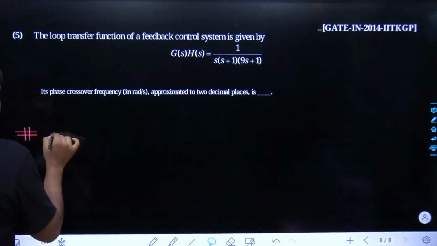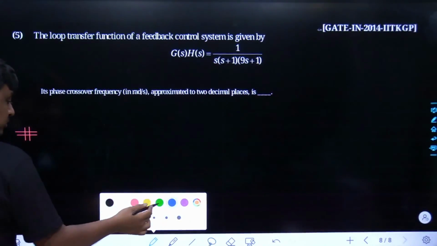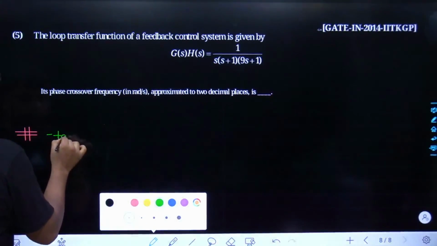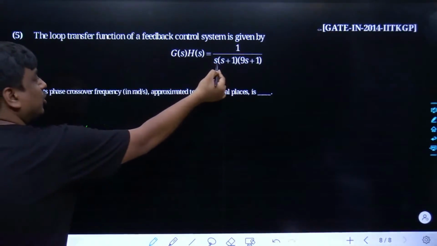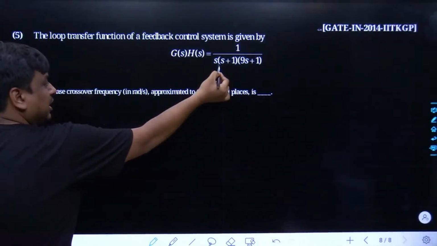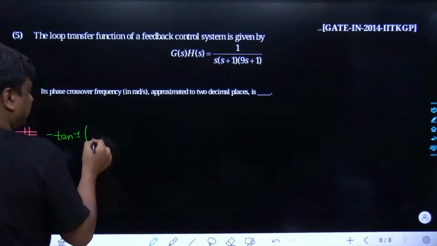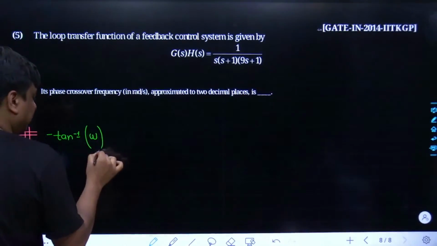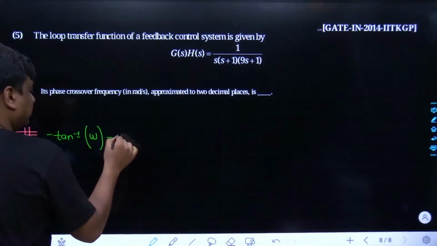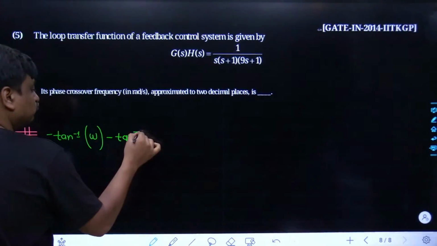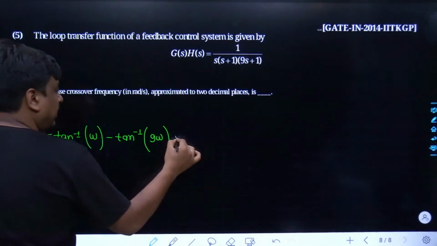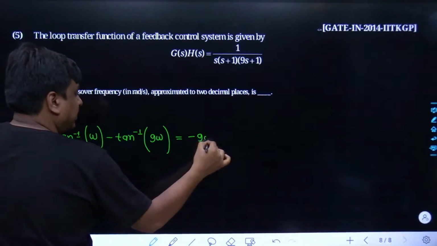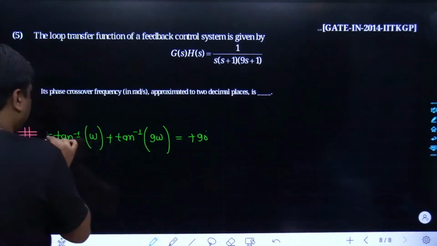That's simply going to be minus tan inverse, and because of that it's going to be j omega plus 1, the imaginary part is omega divided by the real part, which is 1. So simply it's going to be tan inverse of omega, and here it's going to be minus tan inverse of 9 omega. 9 omega, that's it. And here it has to be compared with minus 90. Minus, minus, minus had been knocked off.